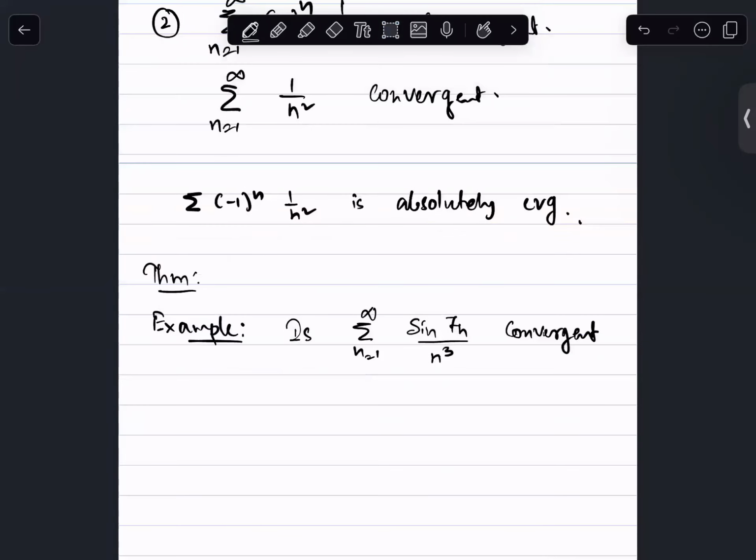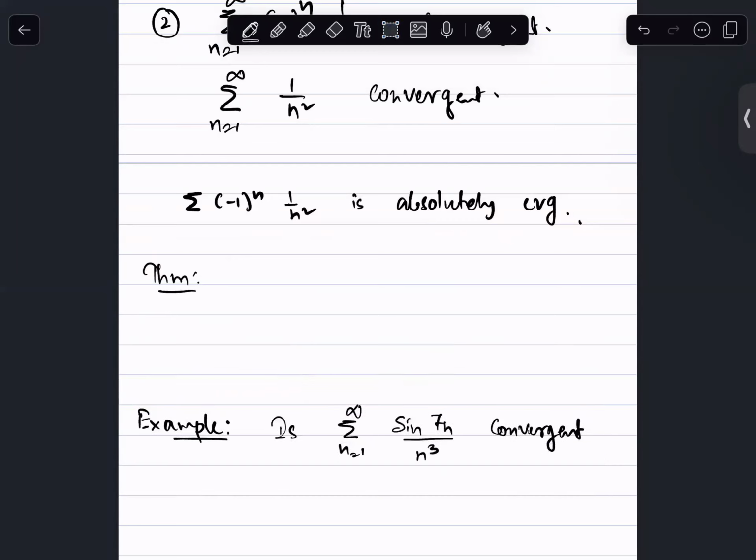There is a theorem in this context that I state without the proof, which is: if the modulus of an series is convergent, then summation an also converges. Okay.